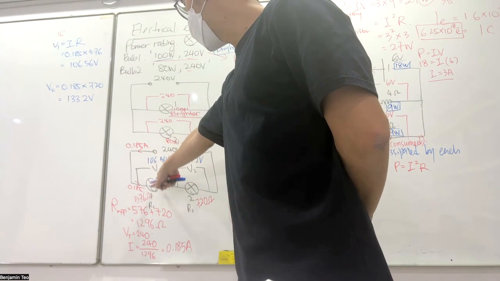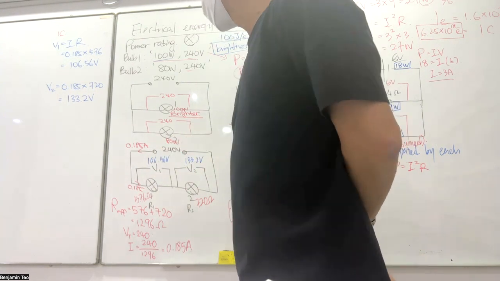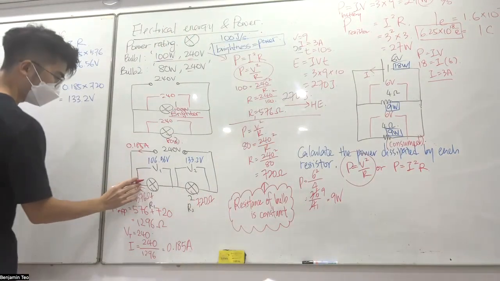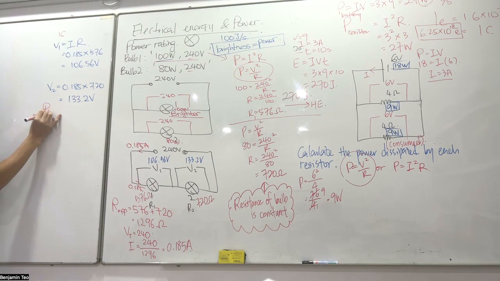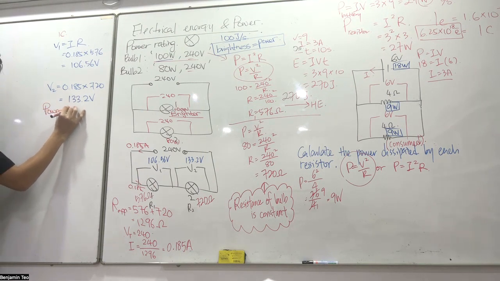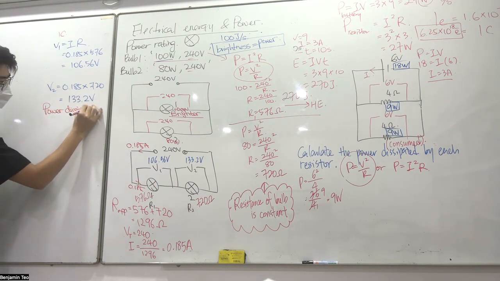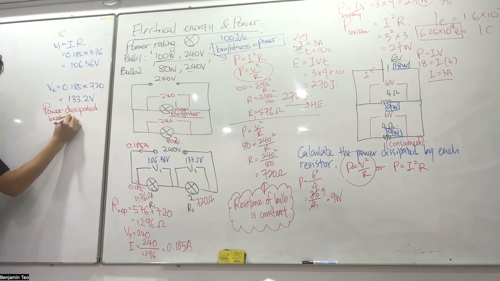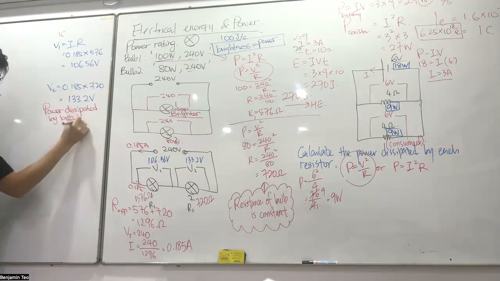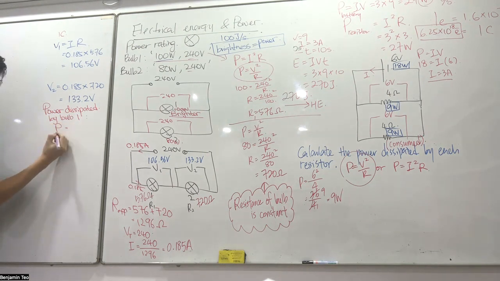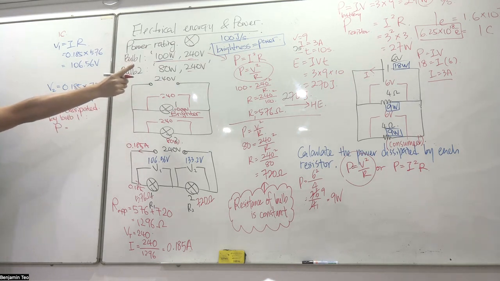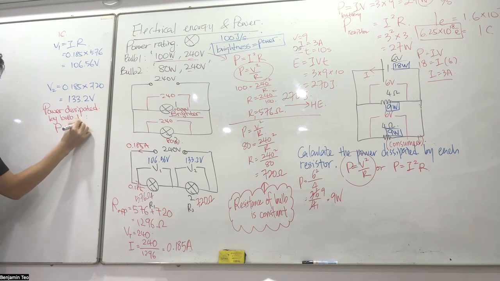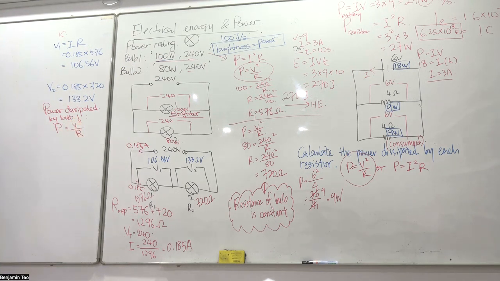Right, so if bulb 1 is getting 106, what is the power dissipated, or consumed, by bulb 1? Also the same. P equals, which formula do we use? I squared R or V squared over R? V squared over R.